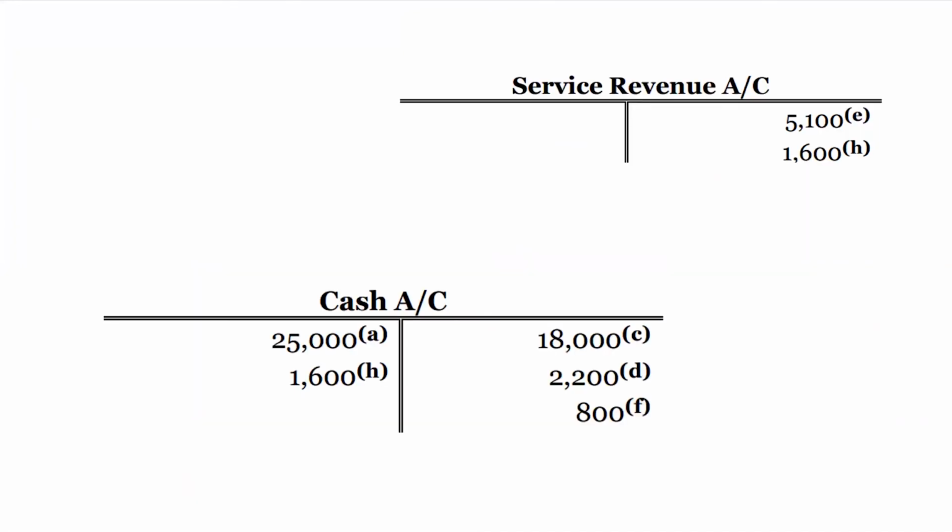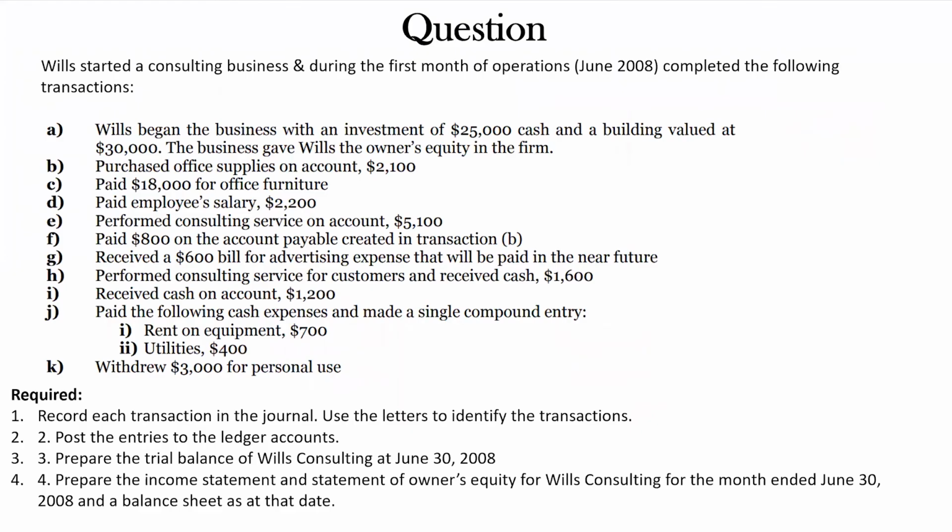What does this look like in our ledger? We're seeing on the debit side of cash, $1,600, and on the credit side of service revenue, $1,600. Let's continue. 2I. We received cash on account, $1,200. So the first part, we received what? Cash. So cash is an asset, as we've said before, and when our assets increase, we'll be debiting. So the first part of our entry is a debit to cash, $1,200.